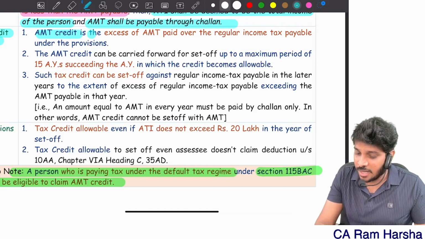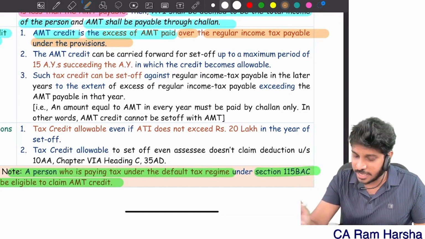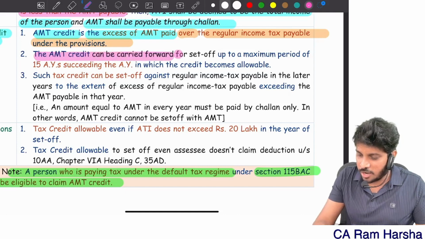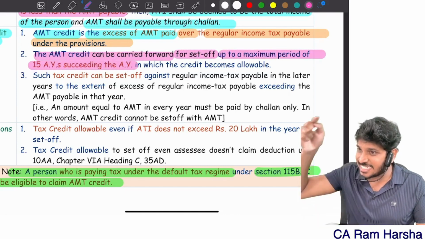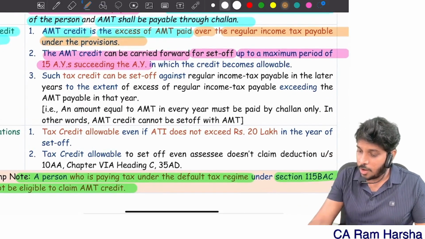Then if at all you paid AMT under 115JC, you will get AMT credit. What is AMT credit? Excess of AMT paid over regular income tax under the provision, that is called AMT credit. What you will do with the credit? You will carry forward for set off up to a maximum period of 15 assessment years succeeding the assessment year in which AMT is computed. Correct? Okay, sir, I will carry forward.